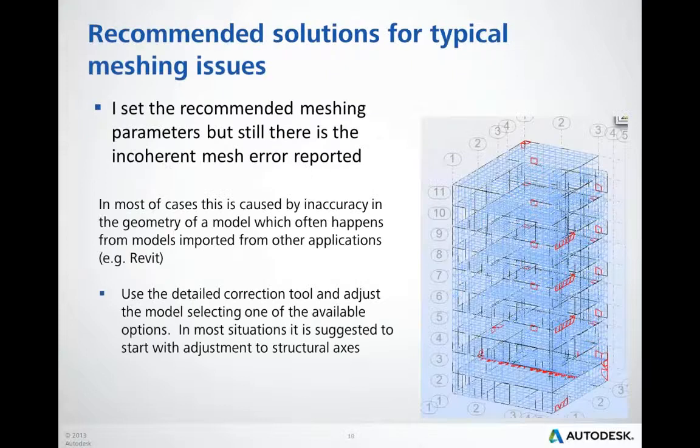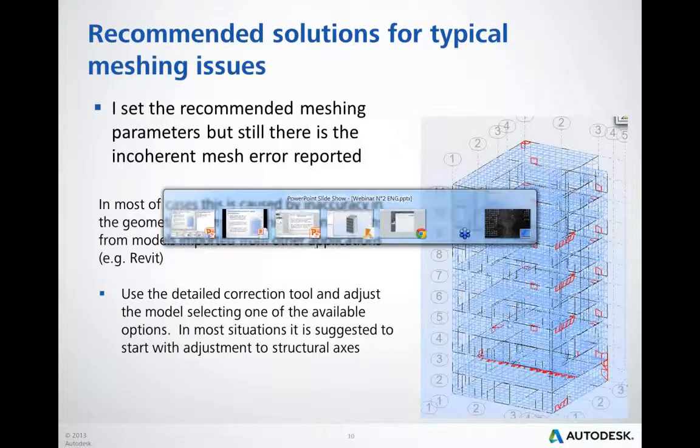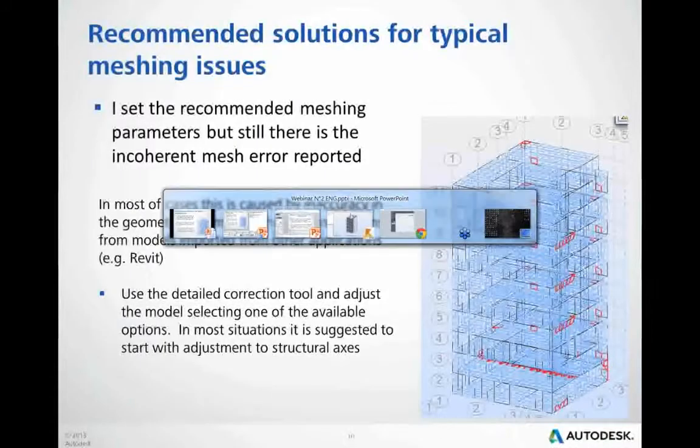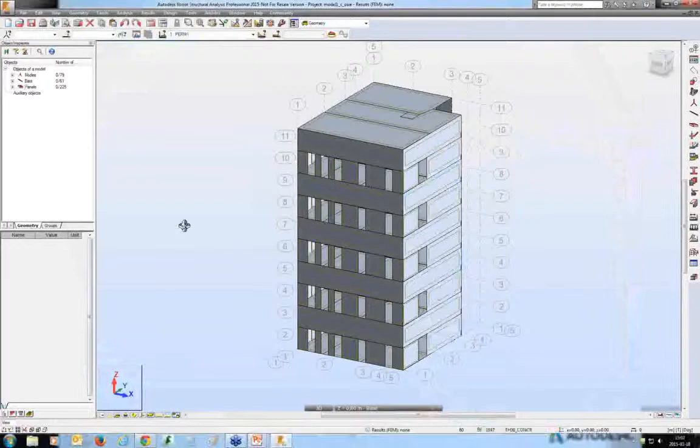Let me start with the global correction options first. As you can see, I've got a model where there are several locations that need attention, and the best option to deal with all of them at the same time is to use geometry adjustment to structural axis. Okay, I will try to switch to my model now. Okay, the building that you saw previously.